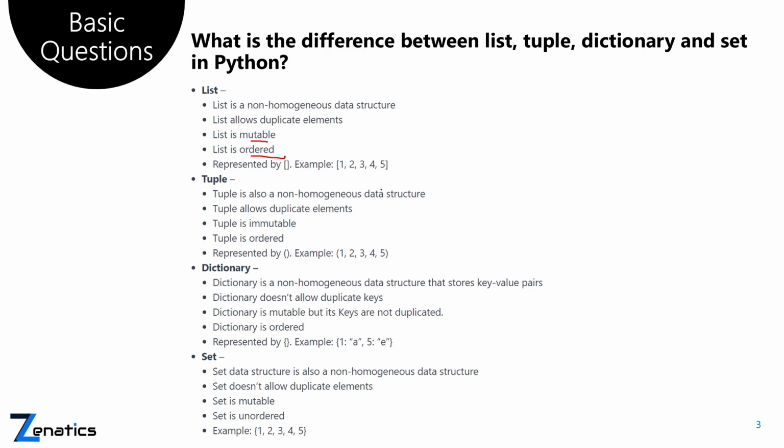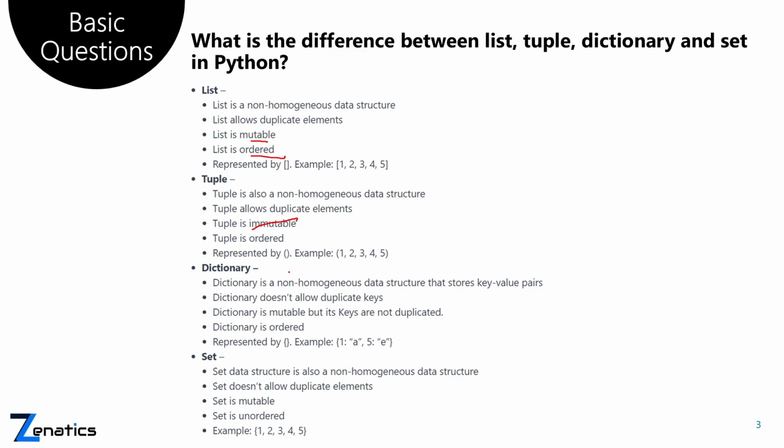Whereas a tuple has the same properties as list except one thing. It is non-homogeneous, it also allows duplicate elements, but tuple is immutable. Tuple is ordered and represented by round brackets. So the only difference is that list is mutable and tuple is immutable.